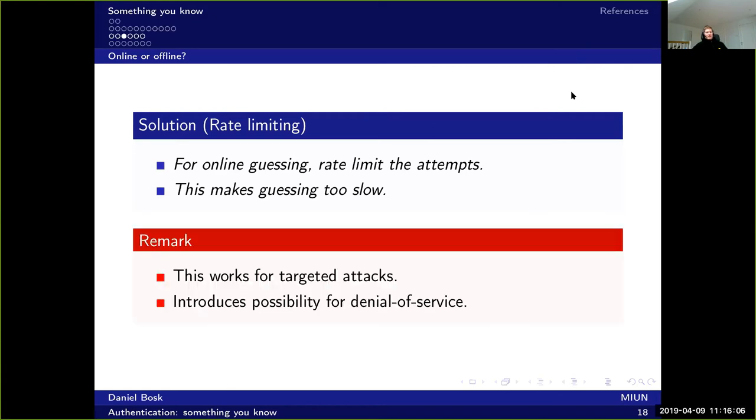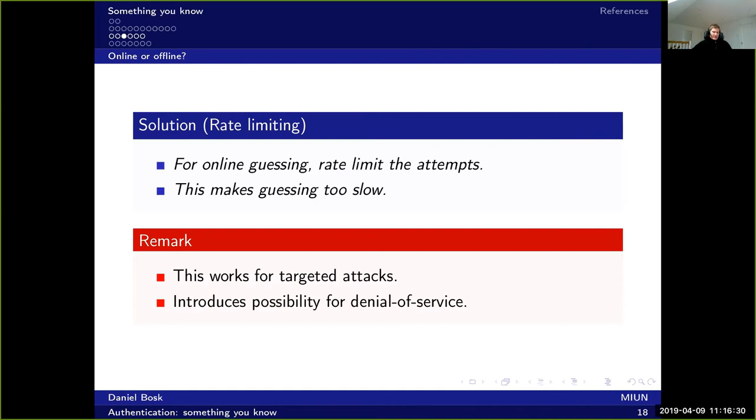So this works very well for targeted attacks, where the adversary wants to get into a specific account. Then when he wants to focus on one particular account, he's slowed down considerably.